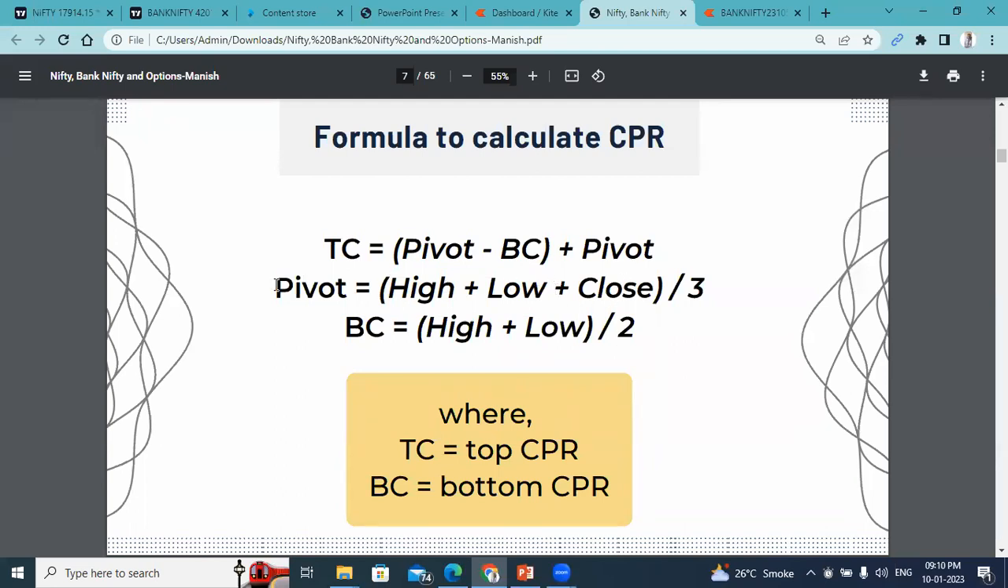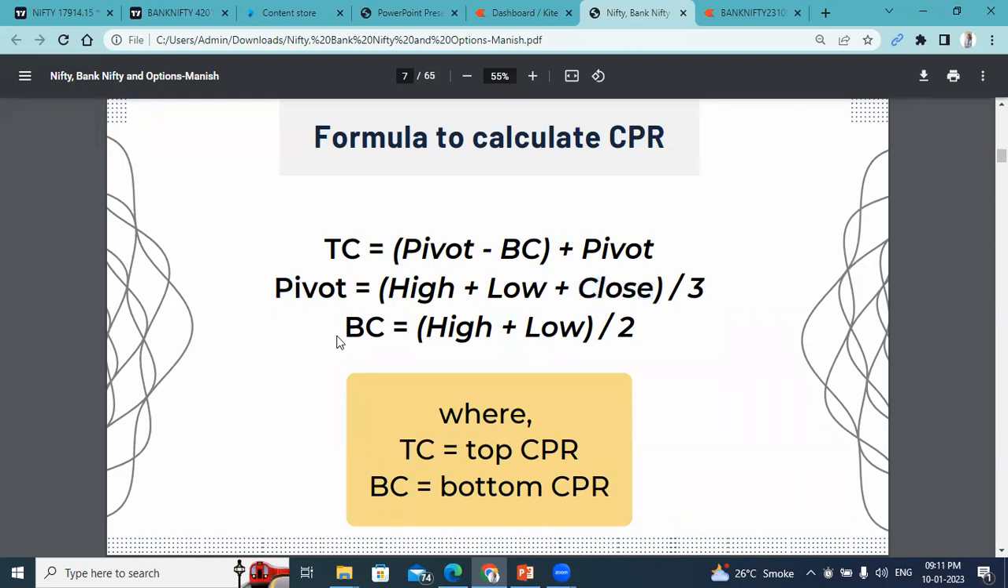So let me show you how to calculate pivot. How will we calculate pivot? Take previous day high, take previous day low, take previous day close. Add all three values and divide this by 3. So pivot is the average of PDH, PDL, and previous day close.